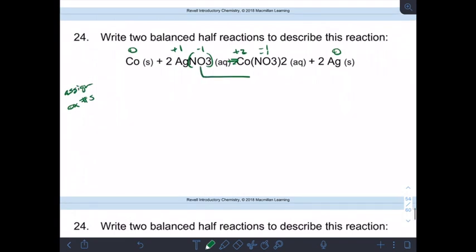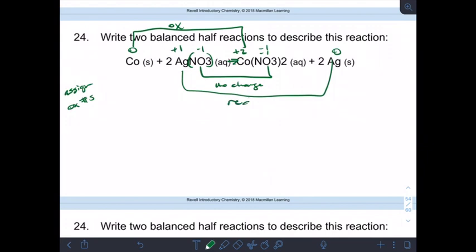Now, the nitrates have not changed, right? So I'm going to leave them out of my half reactions, right? So my cobalt has gone from a 0 to a plus 2. So that oxidation number has gone up. So that's an oxidation. And my silver has gone from a plus 1 to a 0. So that oxidation number went down, so it's reduced.